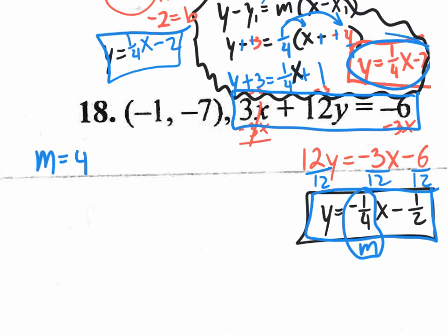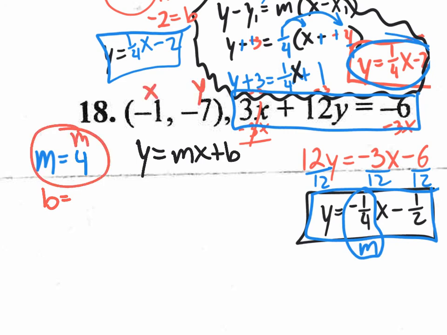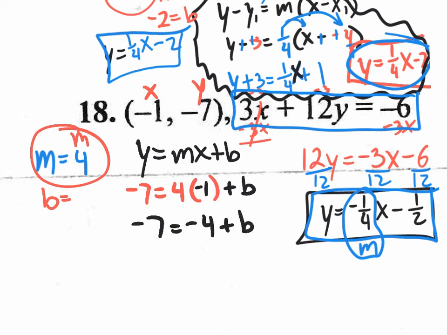Right? So now that you know the m, you still need the b in order to write y equals mx plus b. Just plug in what you know to find out what you don't know. Plug in the x, the y, plug in the m. So instead of y, you're going to put negative 7 equals m is 4 times x. X is negative 1 plus b. So you really have negative 7 equals negative 4 plus b. You're going to get rid of that minus 4 by going plus 4 and plus 4. So you're going to have negative 3 equals b. So your b value is negative 3.